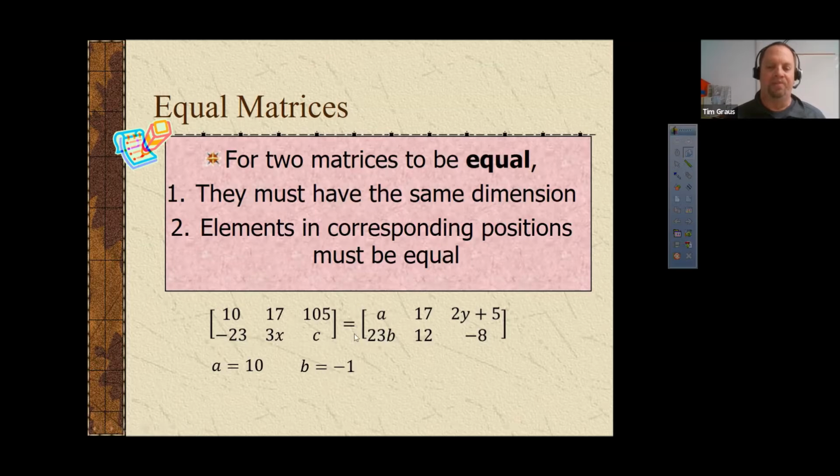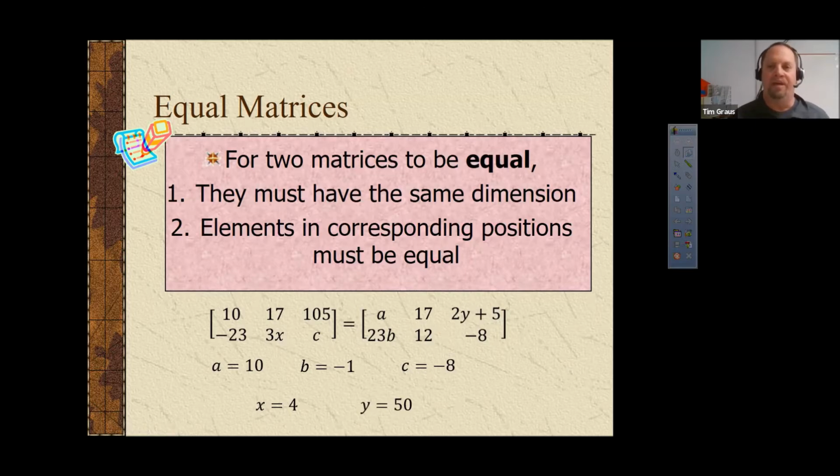The lower right position must equal the lower right position. So c must equal negative 8. I also see here a 3x in this middle lower position. That 3x must be equal to 12, so x must equal 4. And this upper right position with 2y plus 5 has to equal the upper right position in this other matrix. And for 2y plus 5 to equal 105, y would have to equal 50.